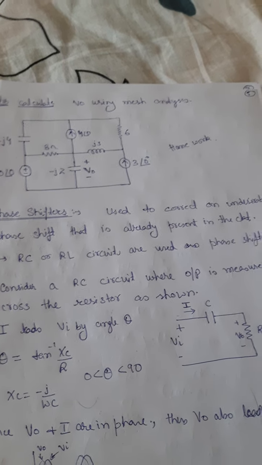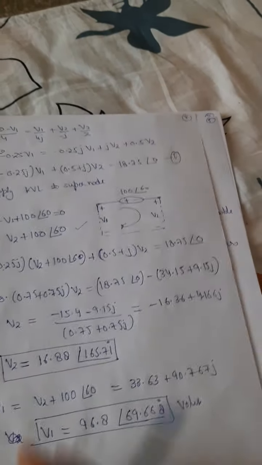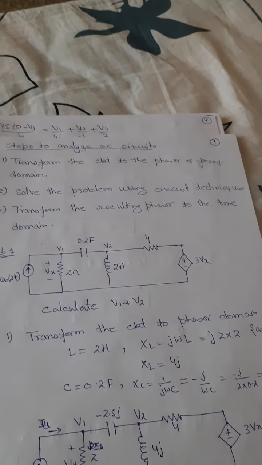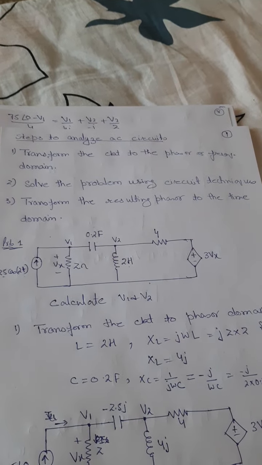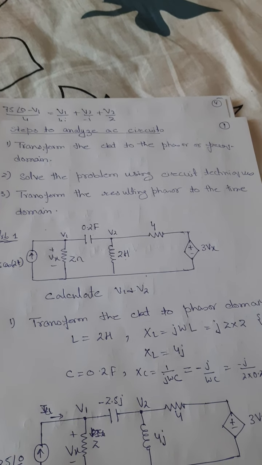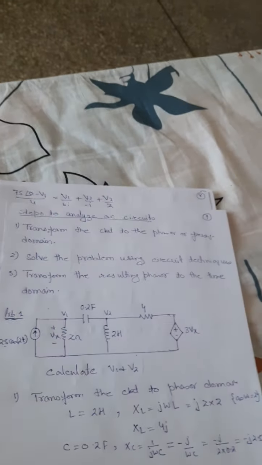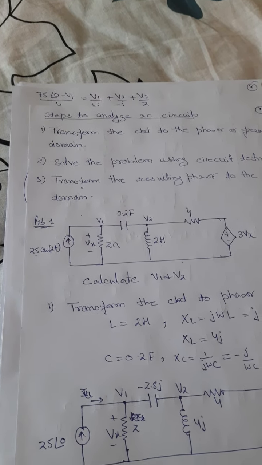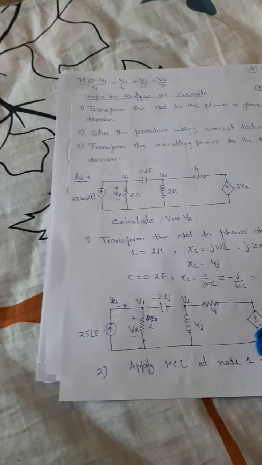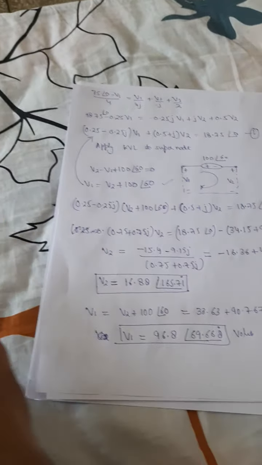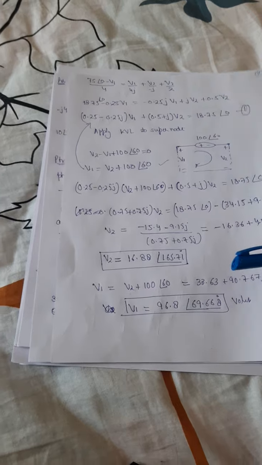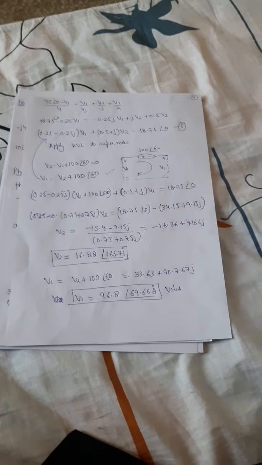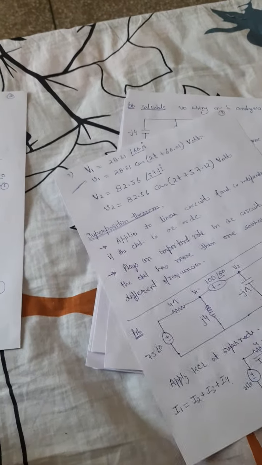So this was about how we approach analyzing a circuit in AC. The first step was to transform the circuit from time domain to the phasor, or frequency, domain, then use the circuit techniques. Whatever circuit technique will be asked in the question, you will use that technique. Then we will transform the circuit back to its time domain form. So I showed you two problems. The first problem was a simple one, and the second was a supernode problem. So we solved both the problems.